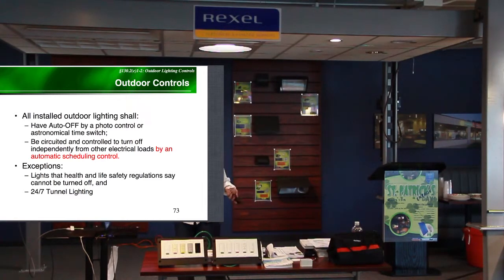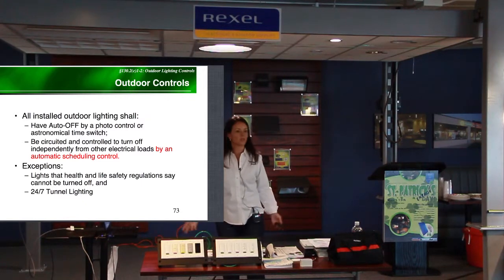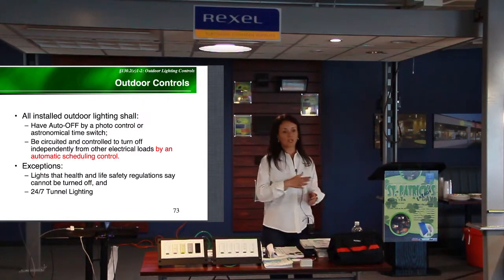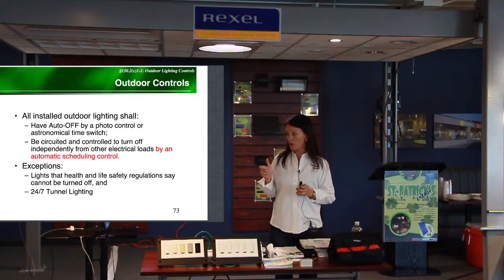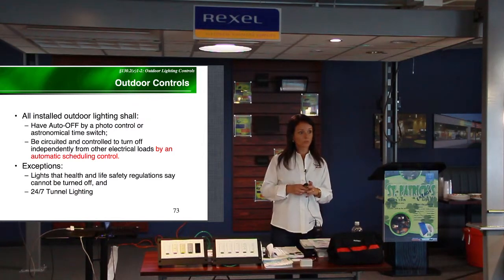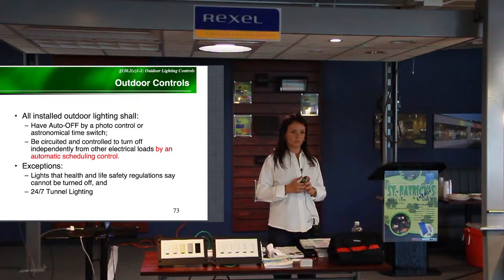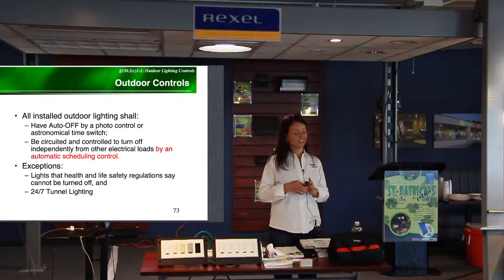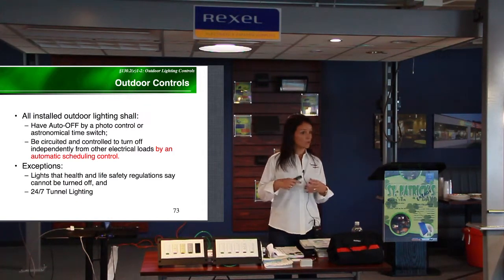Except 24/7 mandated areas and some health and life safety regulations that should not be turned off. Pretty much every outdoor lighting now needs to have a photocell and an auto shut off based on a time schedule. What's the time schedule? You have to turn off by 3 a.m.? I don't think so. We just have to have the ability to do it. It can be midnight, it can be 2 o'clock, it depends.